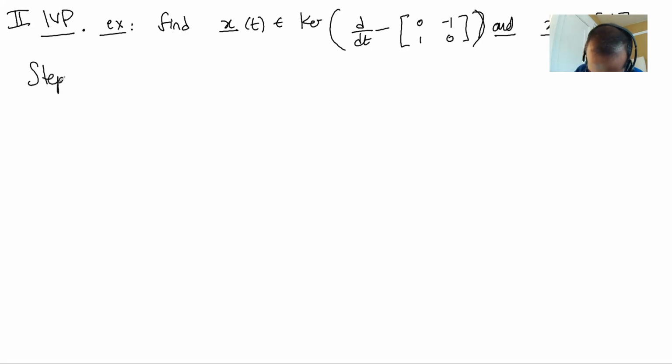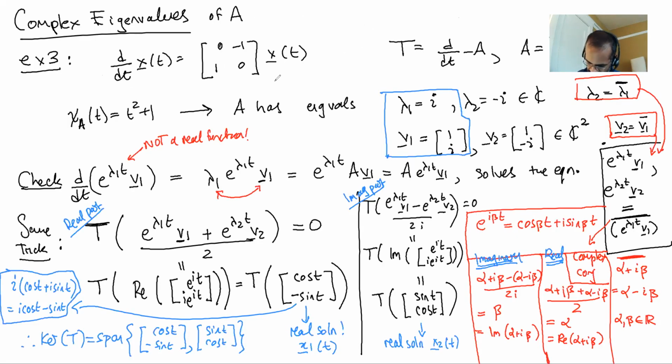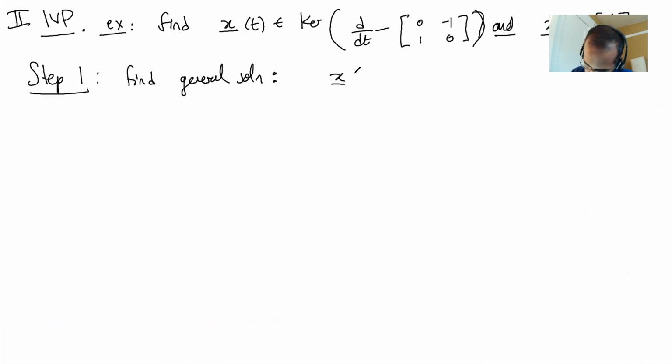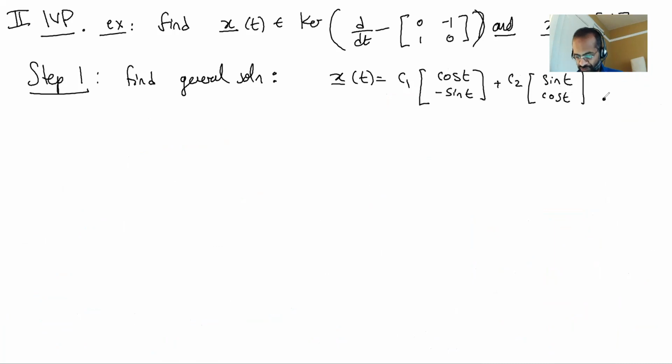Well, you do the same as you did for a second order ODE. Step 1, find the general solution. Well, we already did that, right? If you go back to example 3, we found the general solution. The kernel is the span of these two functions, right? These are my x1 of t and x2 of t. So that's a fundamental solution set in this new jargon that we have. So let's write that down. That's all possible solutions of this equation, right? Any questions about that step?